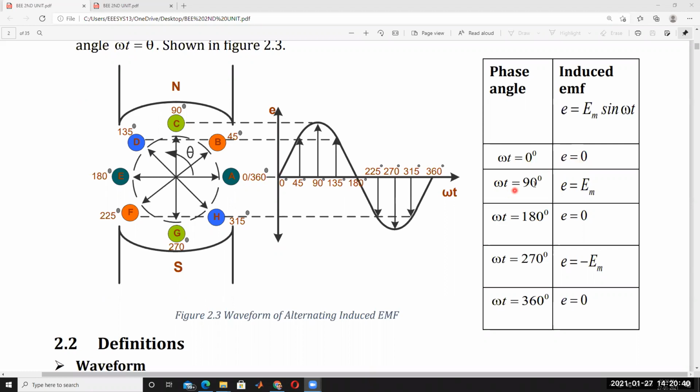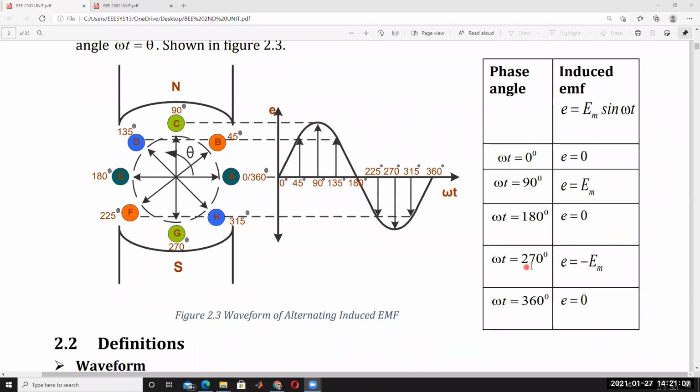And then ωt is equal to 90 degrees. For this, ωt is equal to 90 degrees, E is equal to Em. Substituting ωt equal to 90 degrees, sin 90 is 1, so E is equal to Em maximum. Then ωt is equal to 180 degrees. What is the value of EMF induced in the conductor? 0, again 0. So 0, maximum, and 0.